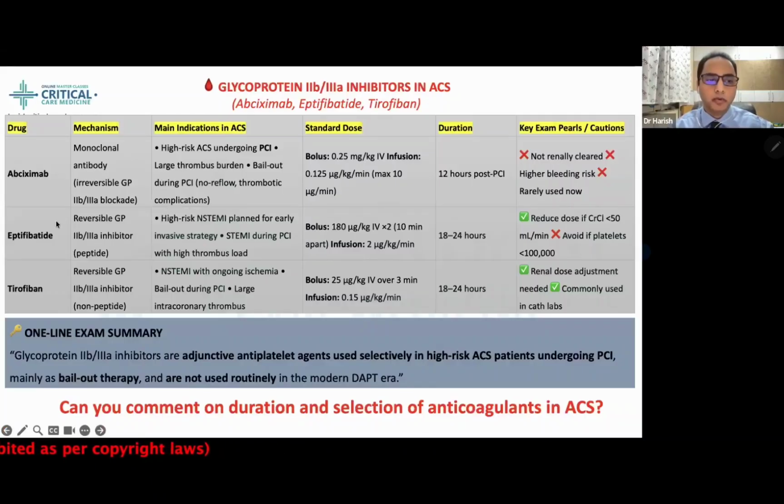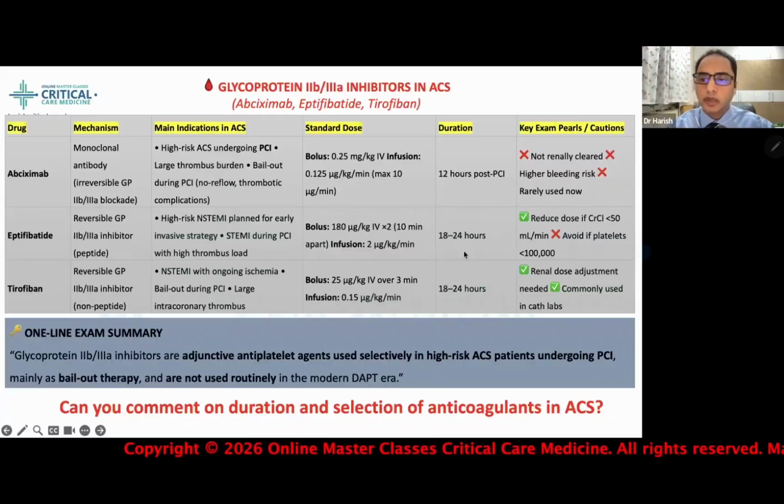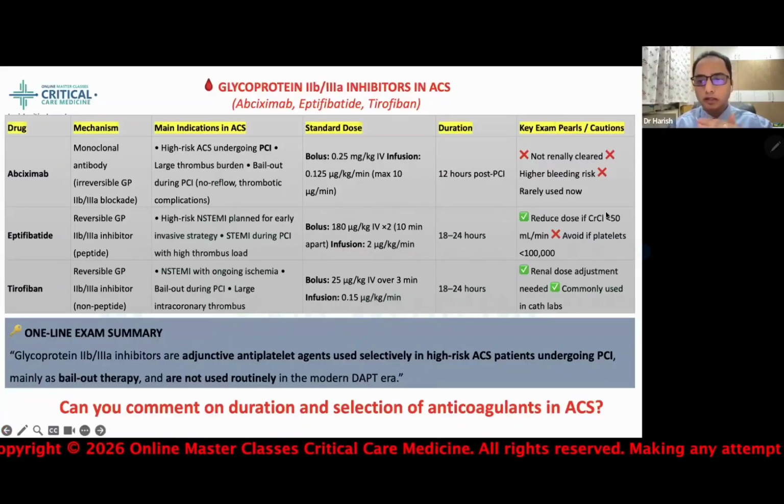So next is eptifibatide. It is a reversible glycoprotein 2b3 inhibitor. It is a peptide molecule. Indicated in high risk NSTEMI planned for early invasive strategy, and STEMI during PCI with a high thrombus load. Dose: bolus of 180 mics per kg, two doses, 10 minutes apart, infusion of 2 mics per kg per minute. Duration is 18 to 24 hours. Reduce the dose if creatinine clearance is less than 50. Avoid if the patient's platelet count is less than 1 lakh.